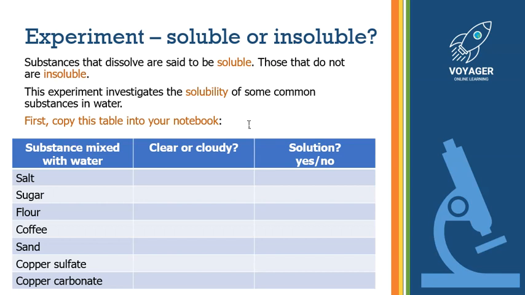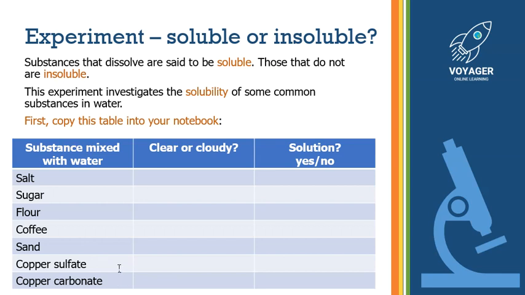So first of all, I'd like you to pause the video now and copy this table into your notebook. So you should have 3 columns. The first column is substance mixed with water. The middle column, clear or cloudy. And the third column, solution, yes or no. Now the substances are in the column on the left. So we have salt, sugar, flour, coffee, sand, copper sulfate, and copper carbonate.